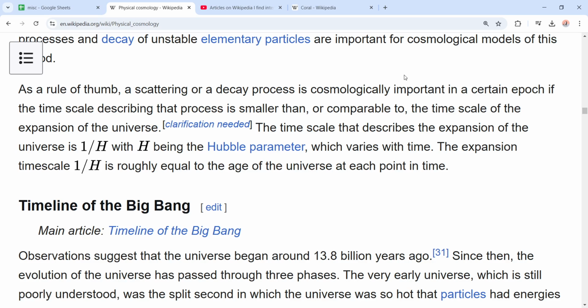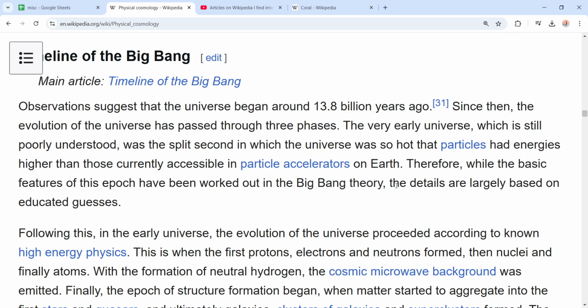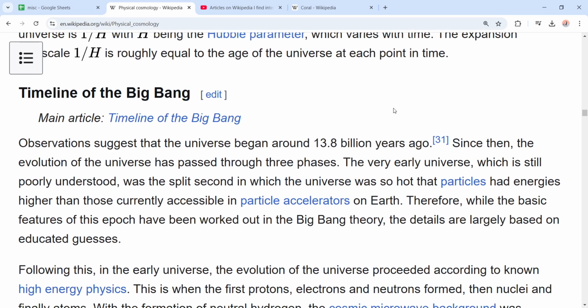The timescale that describes the expansion of the universe is 1/H, with H being the Hubble parameter, which varies with time. The expansion timescale 1/H is roughly equal to the age of the universe at each point in time. Timeline of the Big Bang. Main article: Timeline of the Big Bang. Observations suggest that the universe began around 13.8 billion years ago. Since then, the evolution of the universe has passed through three phases.